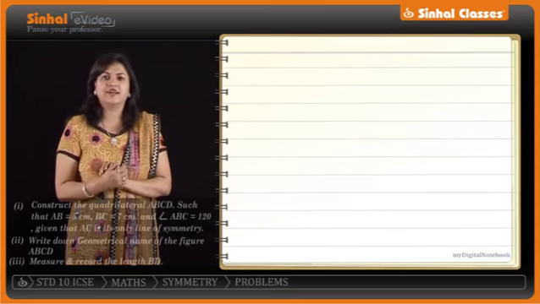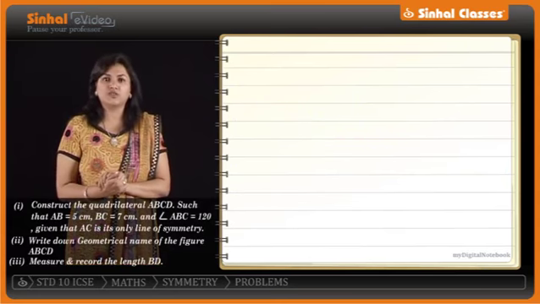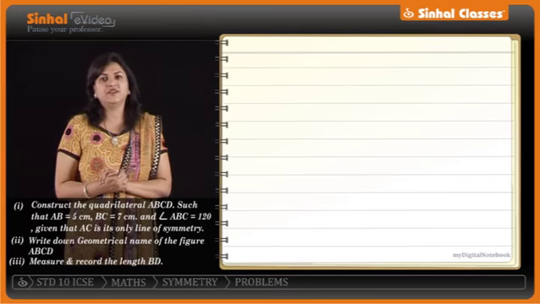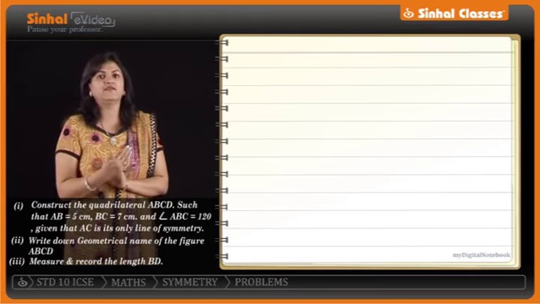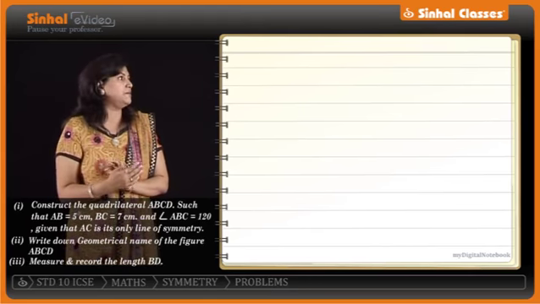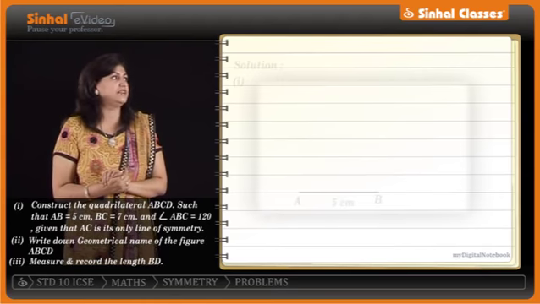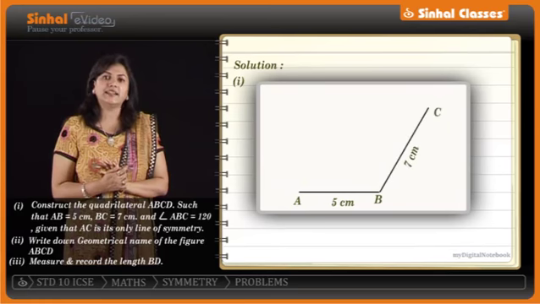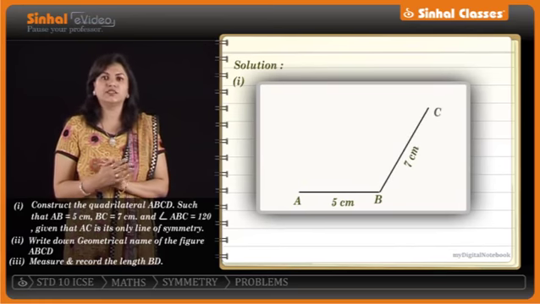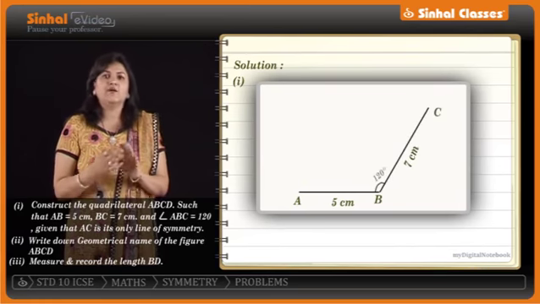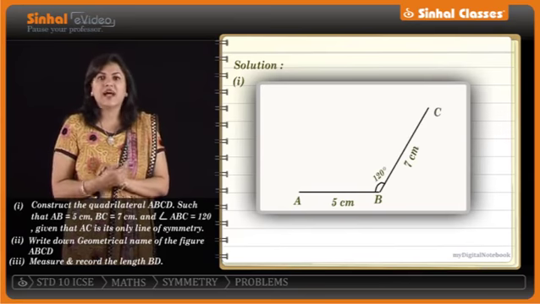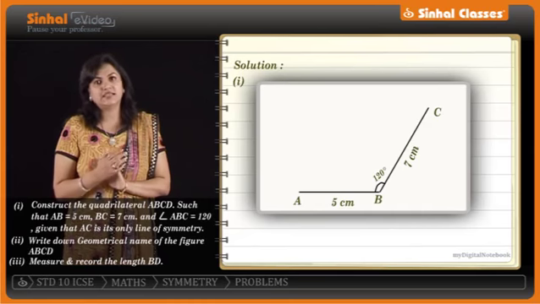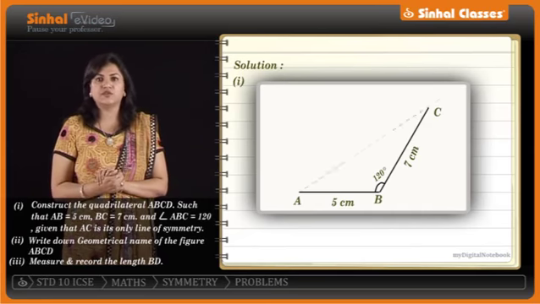Now in this figure, in the first part, we are asked to draw the quadrilateral ABCD. To do that, we will first draw the triangle with the given measurements AB as 5 cm, BC 7 cm and angle ABC as 120 degrees. Once we draw this, as shown on the screen, now we want AC to be its line of symmetry.